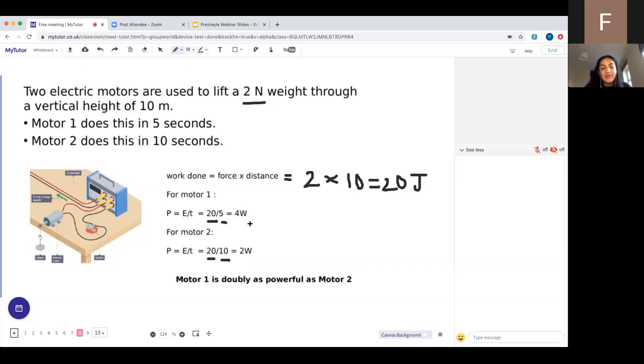So we can see that motor 1 has double the power rating that motor 2 does. So we can therefore say that motor 1 is doubly as powerful as motor 2. Okay, so we need to know how to make this comparison between motors. And it is something that could come up in an exam where you have to compare two different motors using the same force and the same distance, working out work done, and then working out the power rating for each.